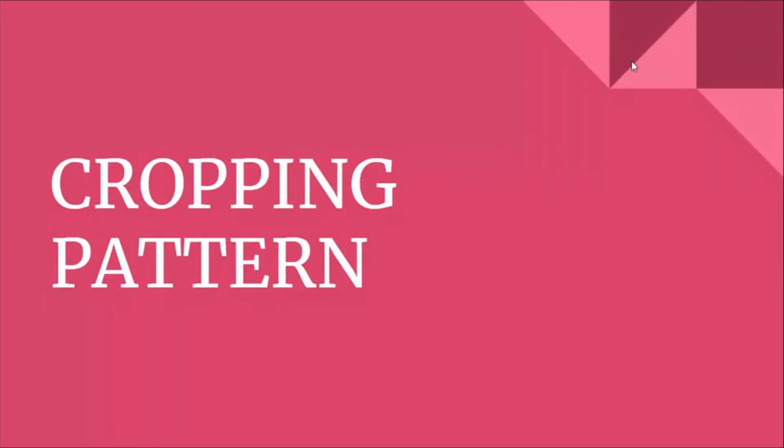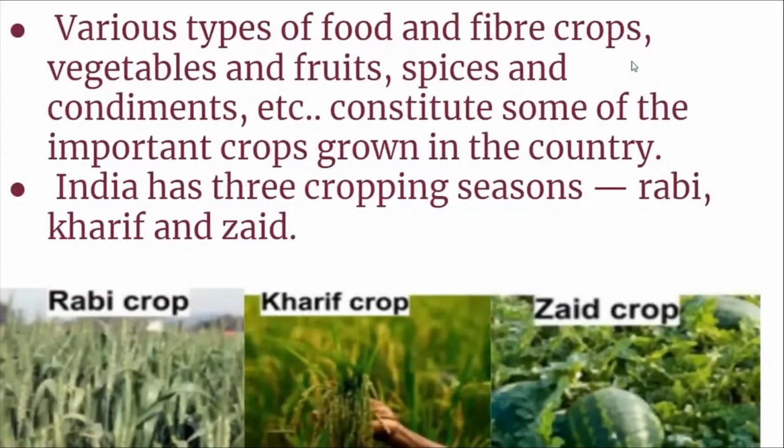And now, cropping pattern. We all know various types of food and fiber crops, vegetables, fruits, spices or condiments, etc. are grown in the country. Now to classify these crops, India has three cropping seasons: Rabi, Kharif, and Zaid.